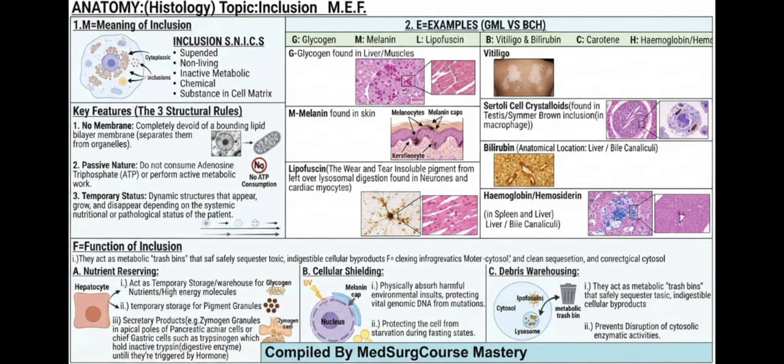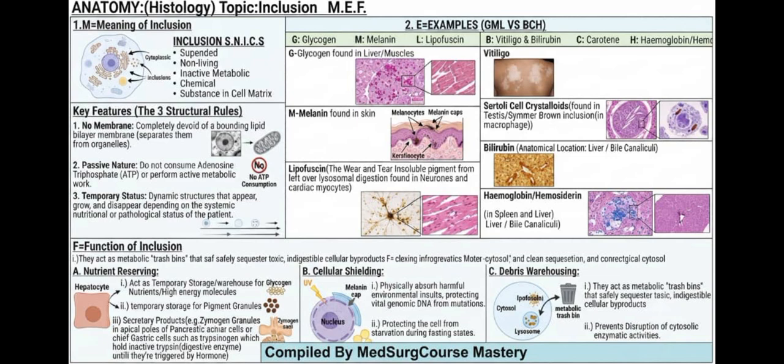D for what? Debris warehousing. Then C, cellular shielding. Okay, let's do that again. That's giving us a headache, so we do that again. Functions: N is for what? Nutrient reserving. D is for what? Debris warehousing. And then C is for what? Cellular shielding. Are you seeing it now?